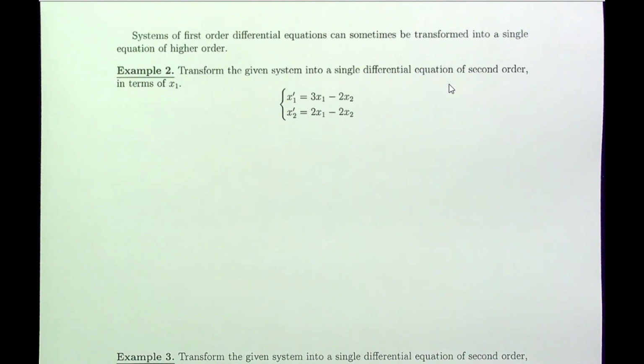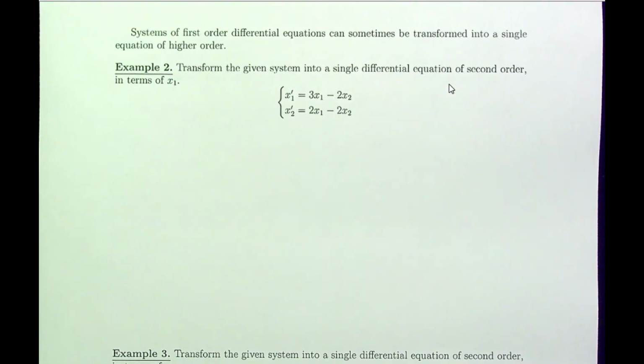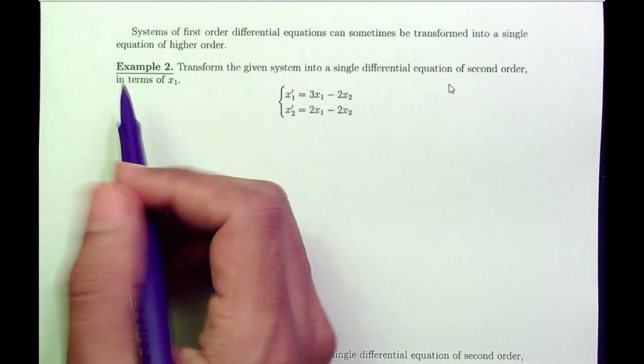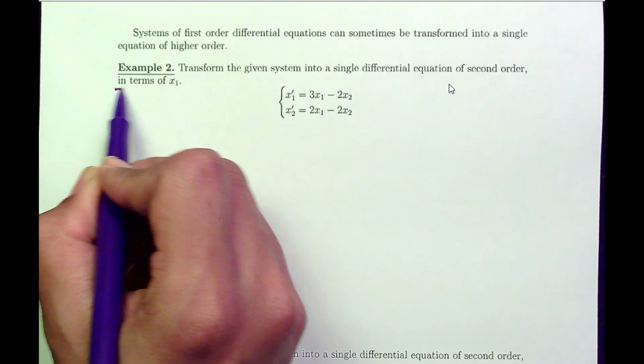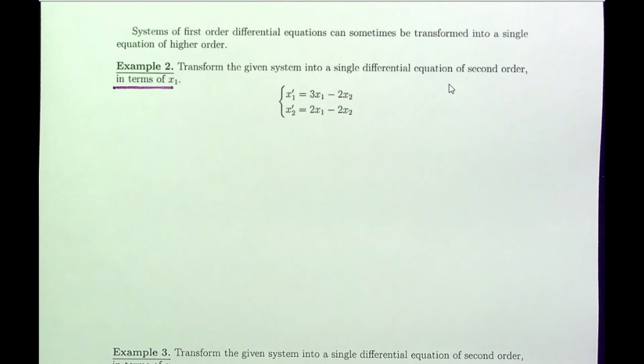And you could actually transform it into a single differential equation in terms of x1, or you could transform it into a single differential equation in terms of x2. So it really depends on which variable you want to eliminate. They have to tell you which one to keep, which one to get rid of. So the instructions in this one is that I want to transform this system of differential equations into a single differential equation of second order in terms of x1. So that means we want to get rid of x2. x2 is a variable we would like to eliminate.